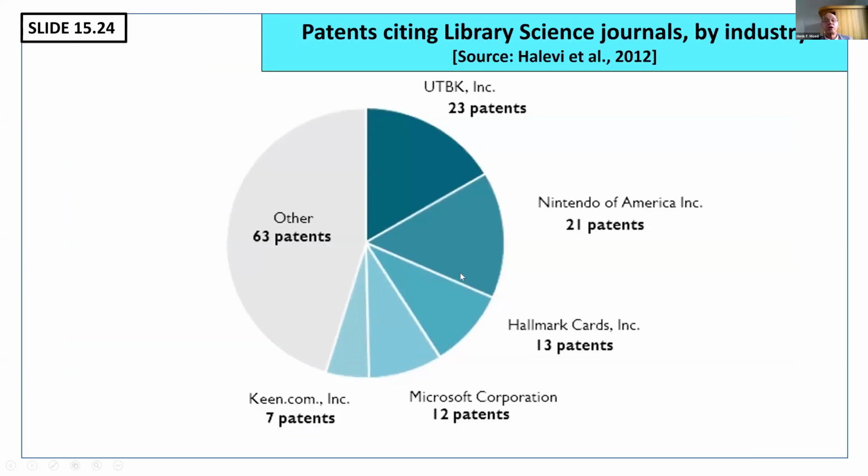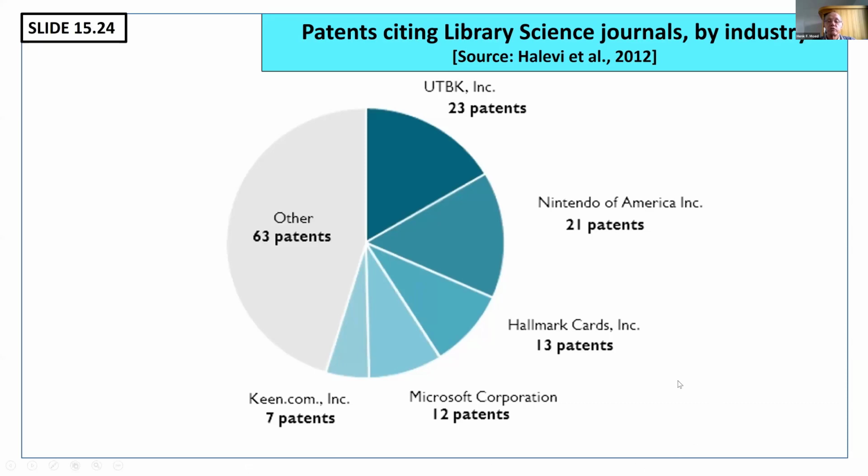This is a typical example. This analyzes citations given in patents to library science journals. And what we can see is that there are lots of industries that cite library science journals. So this is the manifestation of the technological impact of the field of library science.